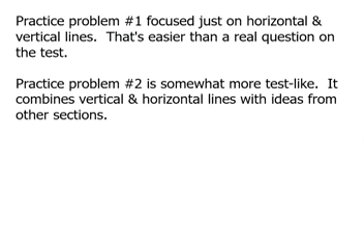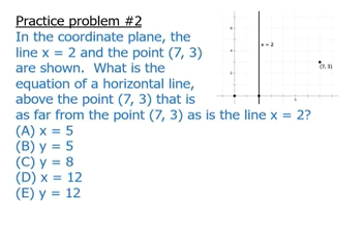Here's another practice problem that's slightly more test-like. It combines the information about horizontal and vertical lines with some ideas from other sections. Pause the video and then we'll talk about this. In the coordinate plane, the line x equals 2 and the point 7, 3 are shown. What is the equation of a horizontal line above the point 7, 3 that is as far from the point 7, 3 as is the line x equals 2?